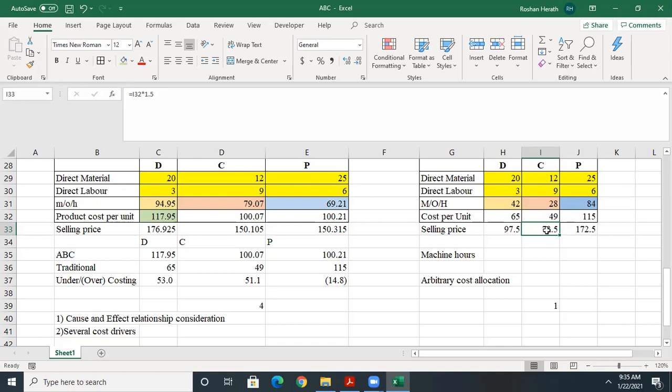So if you sell them at 73.5, you still make losses because the real cost is 100.07.